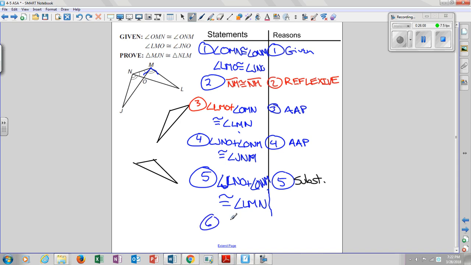Then for 6, now you can conclude that angle LMN is congruent to angle JNM. That's because this is the same as this, and this is congruent to this, is also congruent to that. So you can either say substitution or the transitive property. Either one will work.